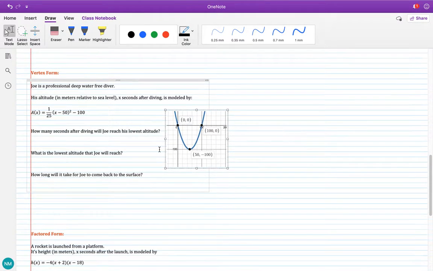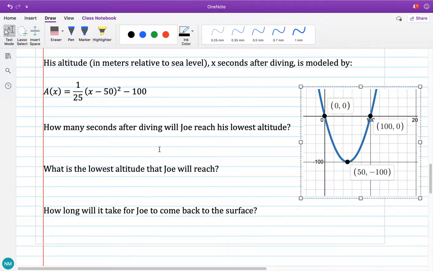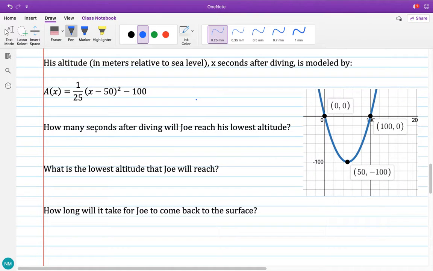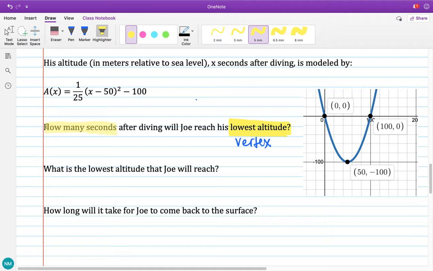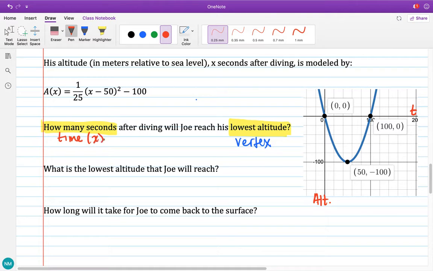So here's our graph. Now look, we have the question: how many seconds after diving will Joe reach his lowest altitude? So lowest altitude tells us what? Our minimum, so our vertex, right? But it says how many seconds. So are we dealing with time? Let's label this graph here. This is time versus altitude, right? So is this time or altitude? Well, this is time. So we're dealing with our X value.